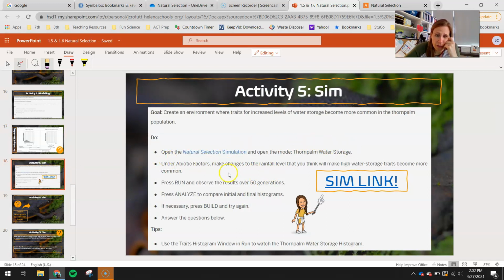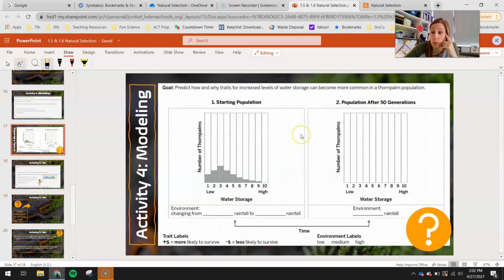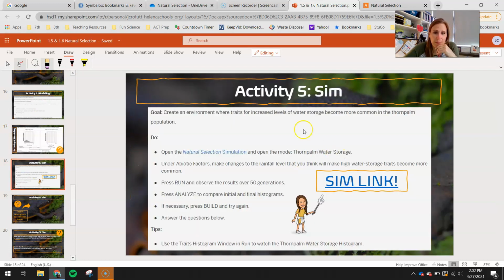You're going to go to abiotic factors, and you're going to make your changes to the rainfall level that you predicted in your model. So maybe you guys predicted that the water would change or stay the same. Maybe you predicted that it would go from high to low or from low to high, so either increase or decrease. Whatever the case is, you guys are going to make that change in your abiotic factor.